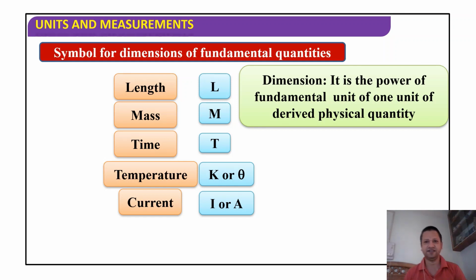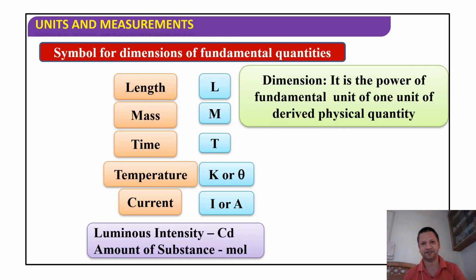So dimension is actually the power of the fundamental units in one of the derived physical quantities. In length, the dimension of L is 1 and the dimension of mass is 0. So that is the power which is raised, representing how many times that particular term has to appear. Then luminous intensity and amount of substance. So these are the 7 fundamental quantities.